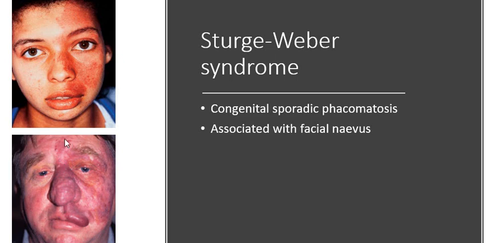And then this fellow here has got the same thing. It's on the left-hand side. So usually they are a unilateral lesion, and they are associated with these choroidal tumours as well.